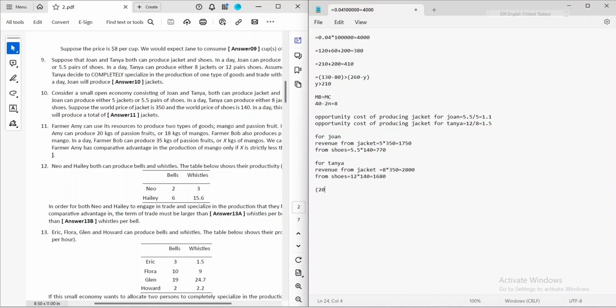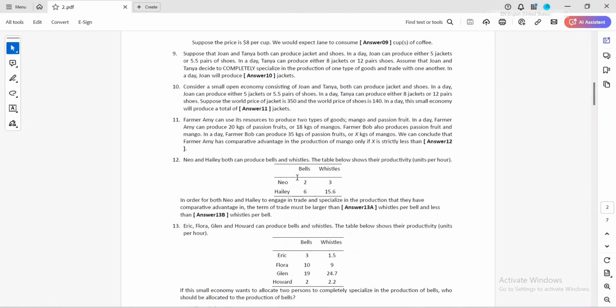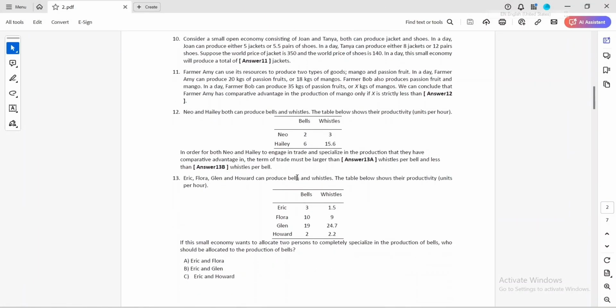So this is 20 divided by 18, and this should be lower than 35 divided by X, right? So when you solve this, we'll get x is less than 31.5. So this is the answer. Okay, let's move on to the next question.